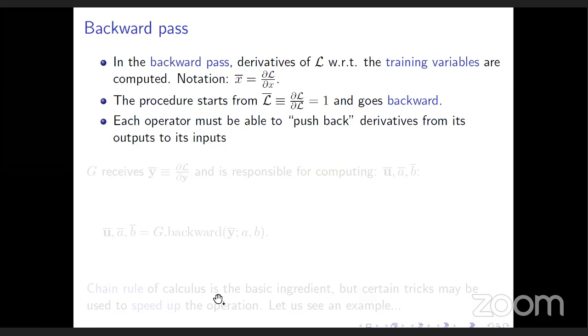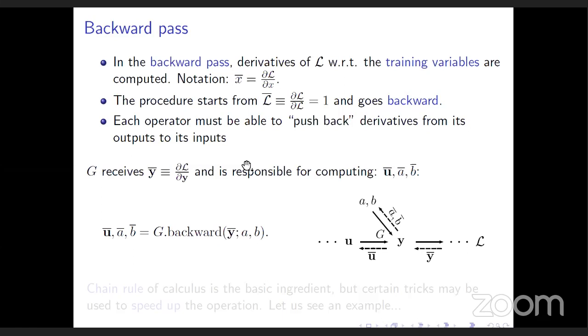But things get a little bit more tricky in the backward pass. In the backward pass, we want to compute derivatives of the loss with respect to all variables that we need for training. Here I use this notation to compact things: x bar is the derivative of the loss with respect to the variable x. The procedure starts from the end of the graph, actually, because the only thing we know is that the derivative of the loss with respect to itself is one. And from there, we go backward to all the other nodes. So each operator, the transfer function in particular, has to be able to push back those derivatives from its outputs to its inputs.